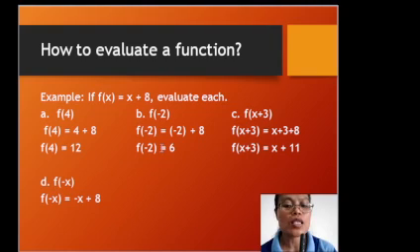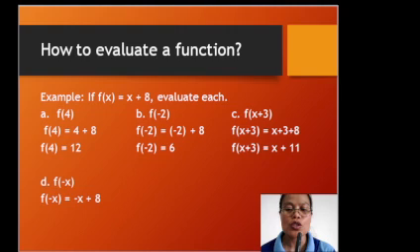Letter C. We have x plus 3. So just substitute the place of x with this binomial, x plus 3, plus 8. And 3 and 8 are like terms, so we can combine them. 3 plus 8 is 11. So we have x plus 11. And letter D, we have negative x. So just substitute the place of x with negative x, and then plus 8. So that is how to evaluate a function.